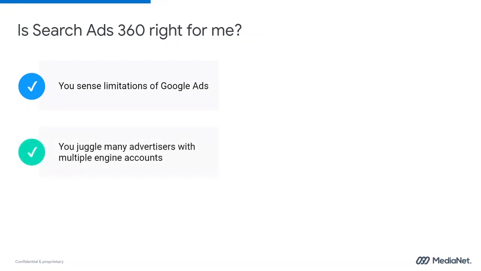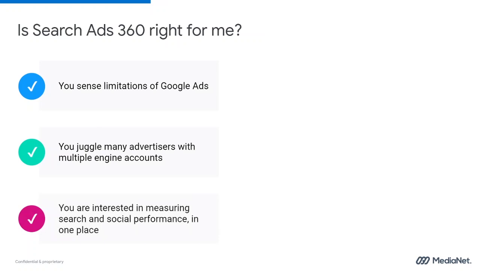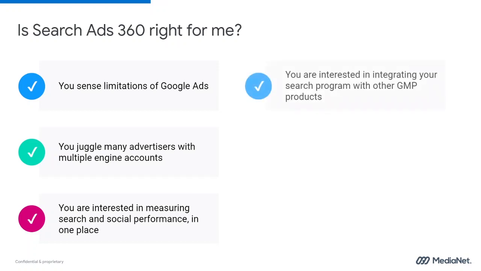Do you juggle many advertisers with multiple engine accounts? Perhaps you're getting sick of logging in and out across different platforms. Are you interested in measuring search and social performance in one place? Are you interested in integrating your search program with other GMP products? If you're already using DV360 or Campaign Manager, for example, it could just be beneficial to unlock SA360.